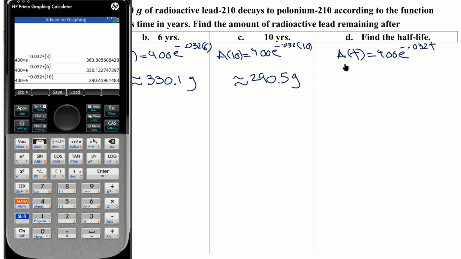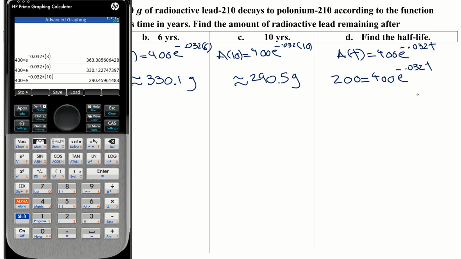So we want the future amount to be half of that, which is 200. So we get 200 equals 400 e to the negative 0.032 t. And the trick here is to solve for t. Since we want to isolate this exponential factor, we're going to go ahead and divide both sides by 400.